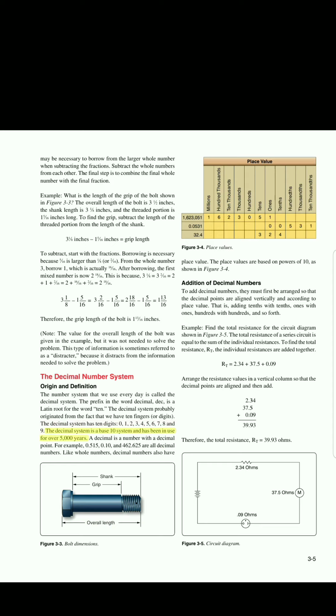The decimal system is a base 10 system, and has been in use for over 5,000 years. A decimal is a number with a decimal point. For example, 0.515, 0.10, and 462.625 are all decimal numbers.